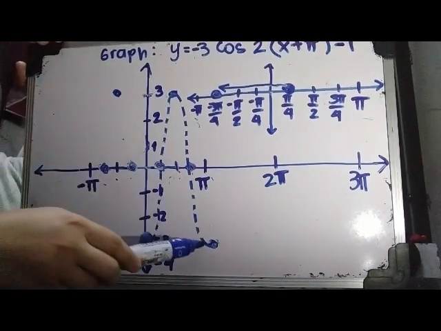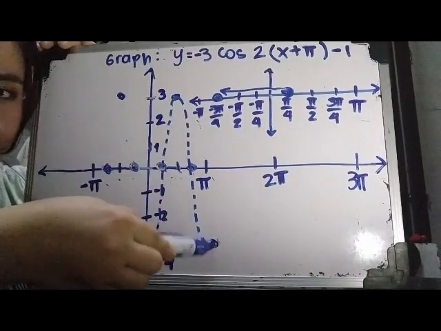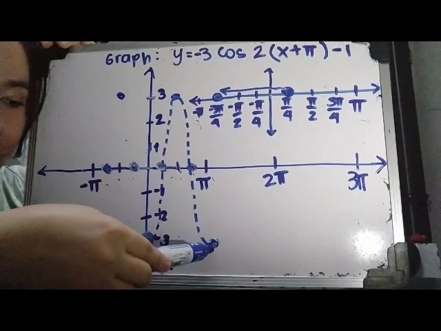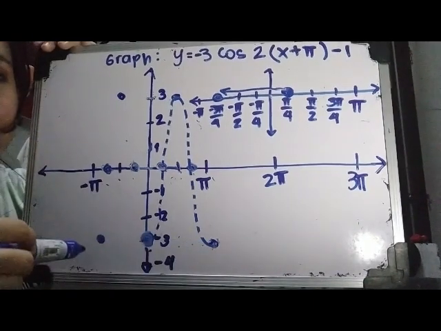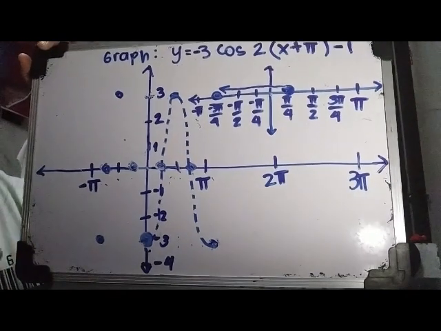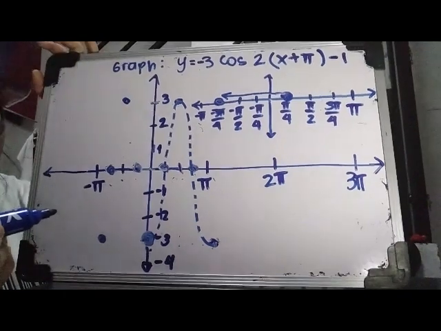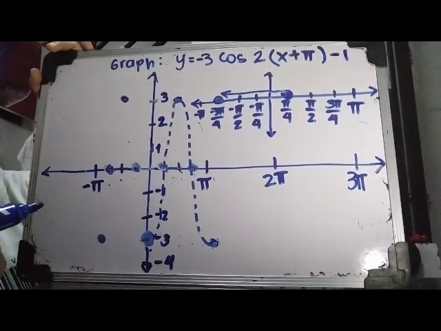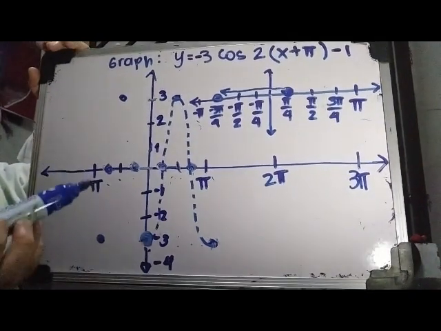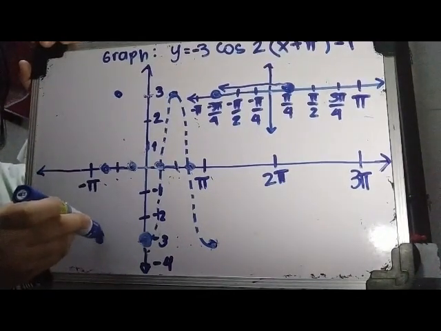right? From here to here. And of course, this is the point parallel to pi, so if you're going to move it pi unit to the left, you will reach the y-axis. Makes sense? And then after doing such, let us do vertical shifting. But for visualization's sake, let's graph this one first.